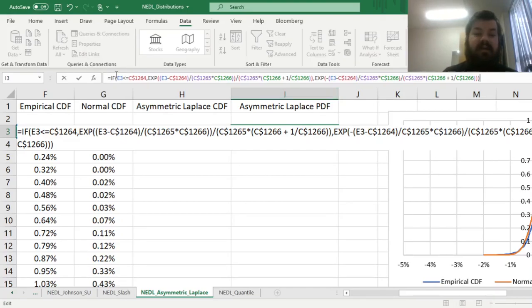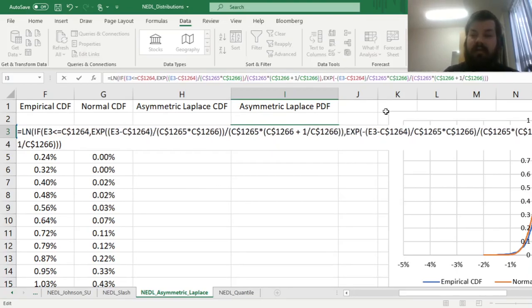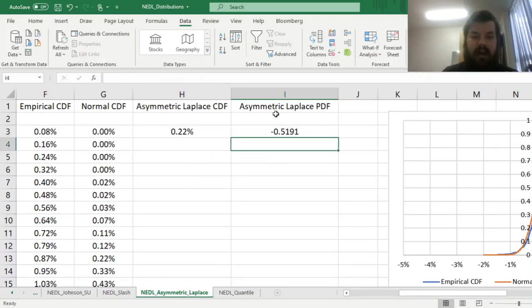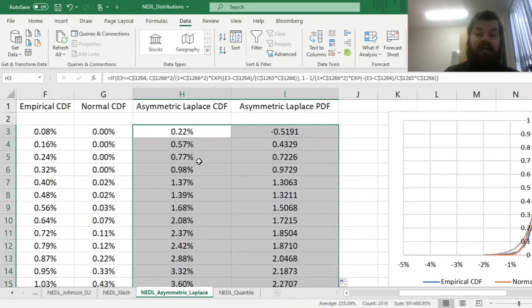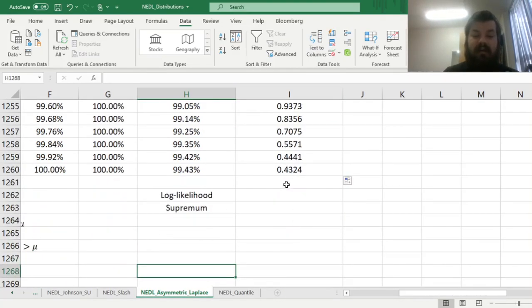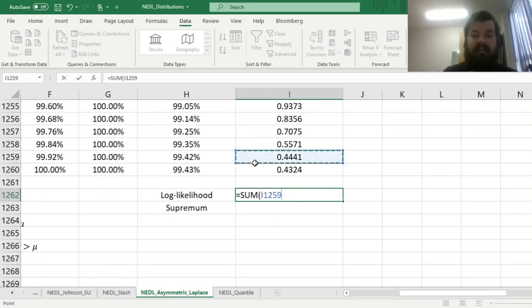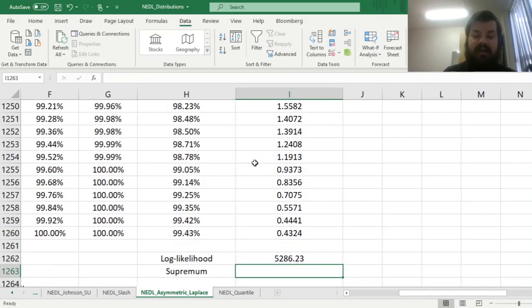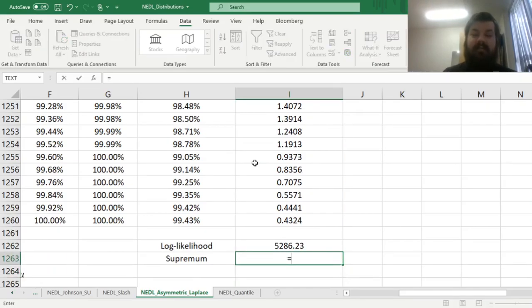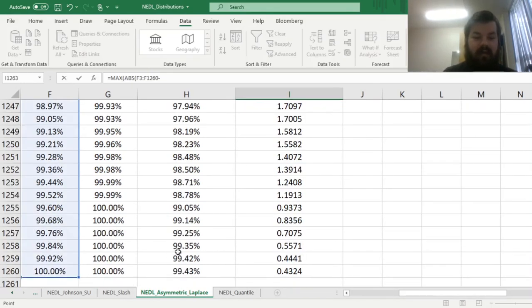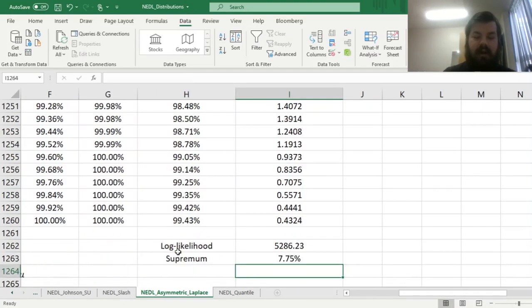The only thing we need to account for is that we are optimizing log likelihood, so we need to return the natural log of the whole expression. And bottom left, clicking it all the way down for all of our observations, we can calculate our log likelihood by summing the values of the natural logs of all probability density function values. And we can calculate the supremum, so the maximum deviation of our empirical distribution function from our asymmetric Laplace distribution function. And we can see that this deviation is quite high, but it's unsurprising as we haven't optimized our parameters yet.